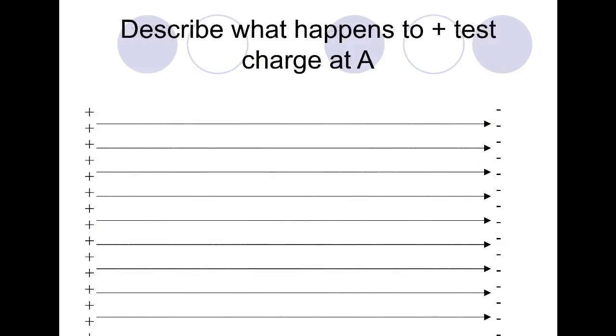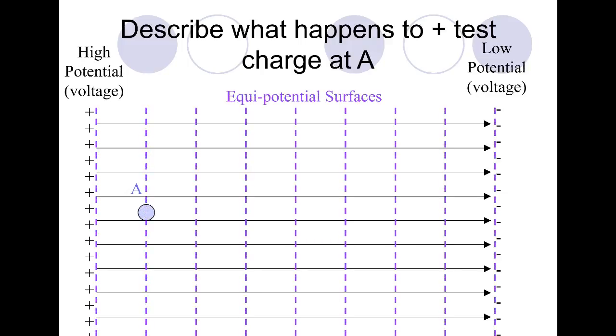So what happens to this test charge that we talked about at point A? Well, if we release it, it's going to move this way, and the change in potential energy and change in potential will both be negative. And it doesn't matter, again, which way we move. If we go to B or C, we're going to end up with the same result.